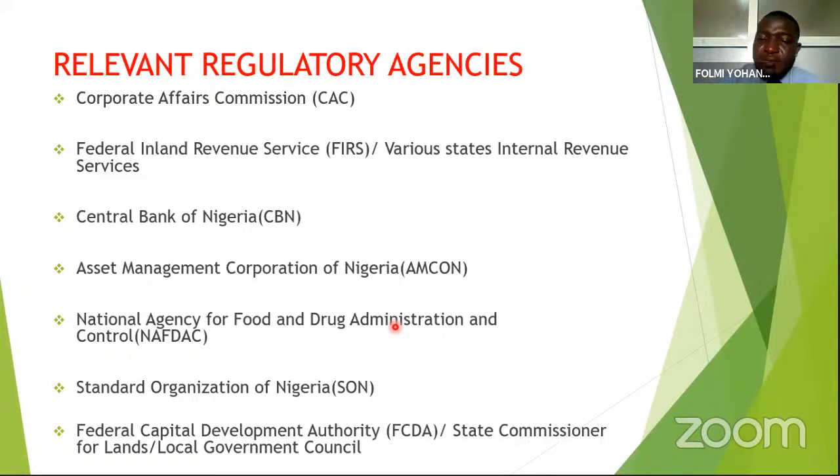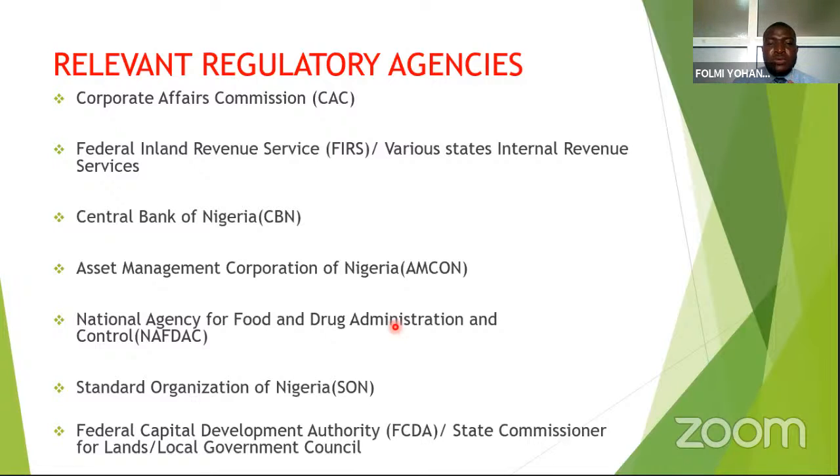Then we have the Federal Capital Territory, the Federal Capital Development Authority, or the State Commissioner for Lands. When you have business that has to do with land, the appropriate agency you approach is the land agency within the state you want to carry out that business. If you are in the FCT, it is the FCDA. So these are some of the things. But some, like the Corporate Affairs Commission, we'll still discuss them.